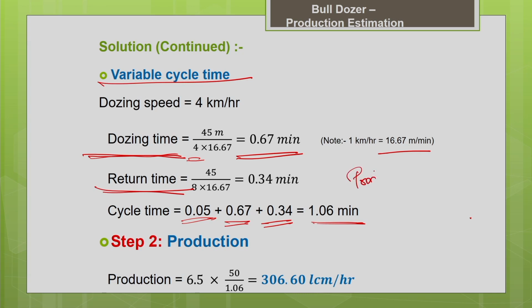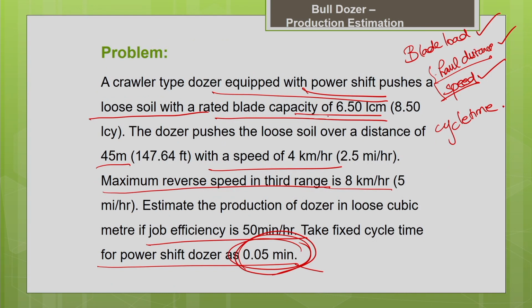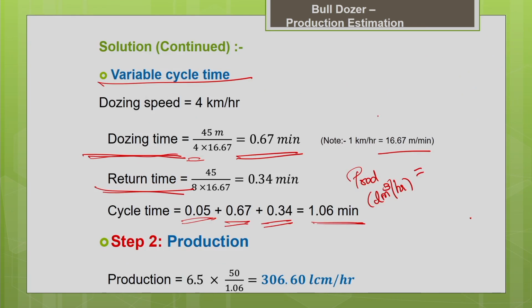Now you calculate the productivity. Okay, I need the productivity in loose meter cube per hour. So how to calculate that? I know the blade load. So the blade load was given to you as 6.5 loose cubic meter. Okay, so use this value 6.5 loose cubic meter divided by the total cycle time is 1.06 minute. So I need answer in loose meter cube per hour. So let me convert this minute into hour, divided by 60. Okay, 1.06 divided by 60.